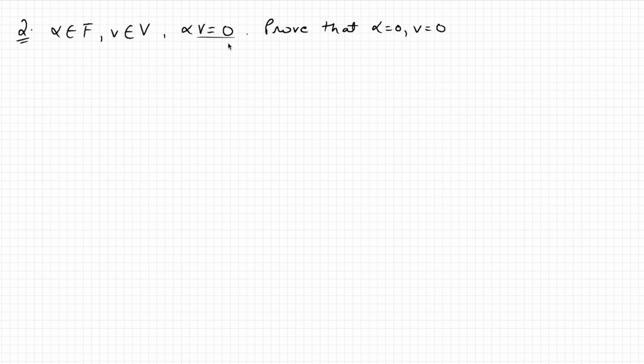I mean, it sounds so obvious, right? Alpha times V is 0, so one of them has to be 0. But we have to prove this given the conditions of a vector space. So this is our constraint, we have to prove it using that, even if it is very obvious. So we start with the opposite.